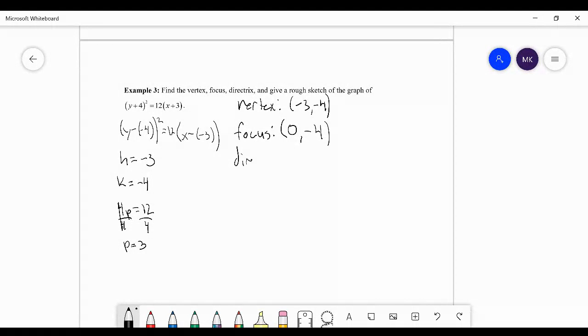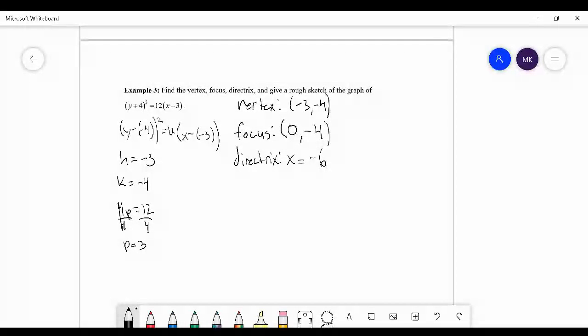Now our directrix is going to be the line x equals h minus p. So we get negative 3 minus 3 gives us negative 6. Okay. So we have this nice form here where our vertex is negative 3, negative 4, our focus is 0, negative 4, and our directrix is x equals negative 6.